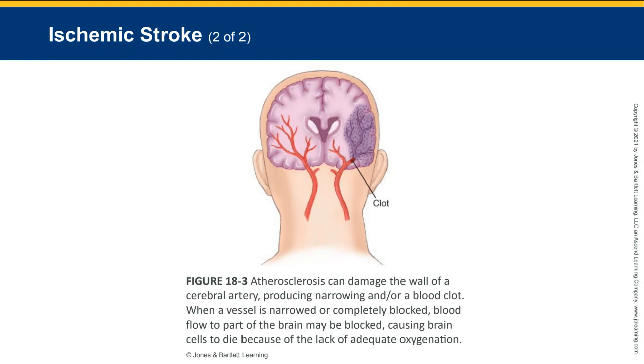So, atherosclerosis can damage the wall of a cerebral artery, producing narrowing and/or a blood clot. When a vessel is narrowed or completely blocked, blood flow to part of the brain may be blocked, causing brain cells to die because of lack of adequate oxygenation. And just like the cardiac cells, brain cells do not regenerate once they die. So time is important.